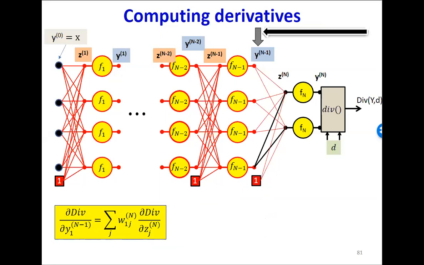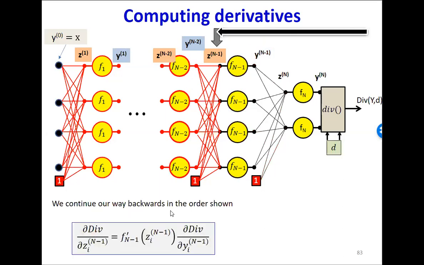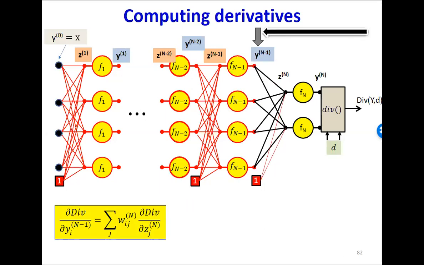So generalizing, the derivative of the divergence with respect to any Y is going to be a sum over all of these Z's of the derivative of the divergence with respect to these Z terms times the weight of the connection between the Y and the Z. So now we managed to compute the derivatives all the way to the output of the neurons in the n-1th layer.